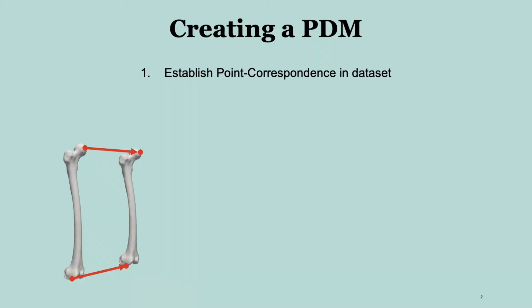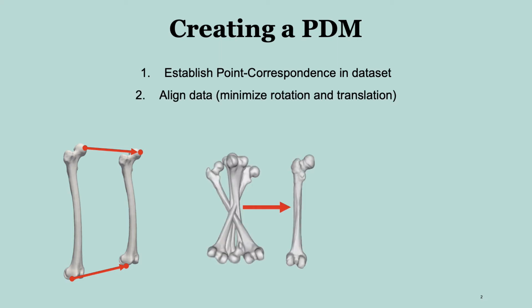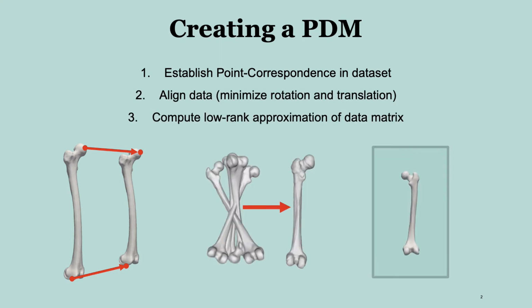Let us first have a brief look at how to create a point distribution model from complete data. First, we establish point correspondence in our dataset such that all shapes have the same number of points. Then the data is aligned to minimize rotation and translation within the data. Finally, we can compute a low-rank approximation of our dataset to obtain a parametric model with which we can synthesize all kinds of data of the given object.